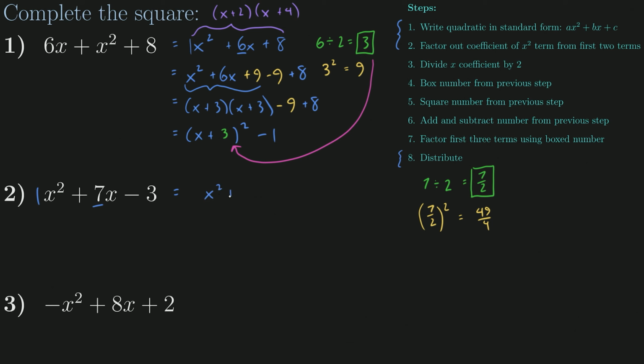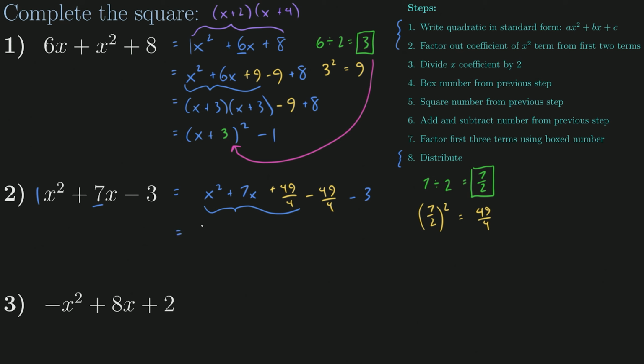x squared plus 7x plus 49 over 4 minus 49 over 4 minus 3. Step 7 is to factor these three terms. But looking at those terms, it's not immediately obvious to me how they factor, as it was in the previous example. Luckily, we have the number in the box to help us.